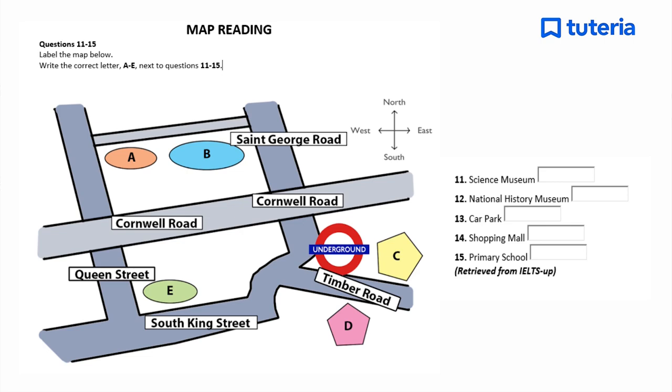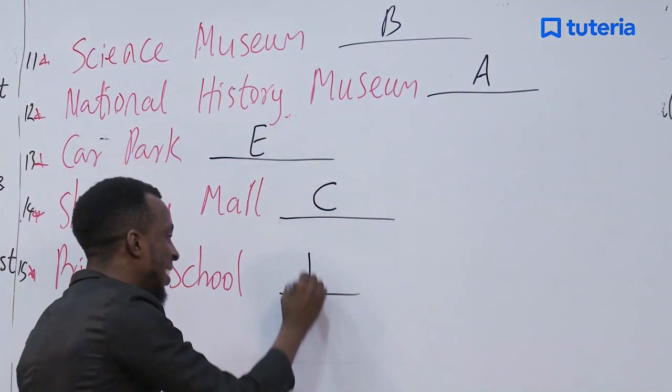Entrance of Timber Road. Look at it again. Where is the entrance of Timber Road? You can see Timber Road, right? Yeah. Then south of Cornwall Road. Not south of Timber. I say south of Cornwall. So south of Cornwall is C, you see. And the primary school is across the street. That is D.